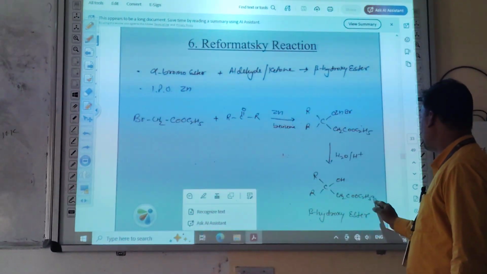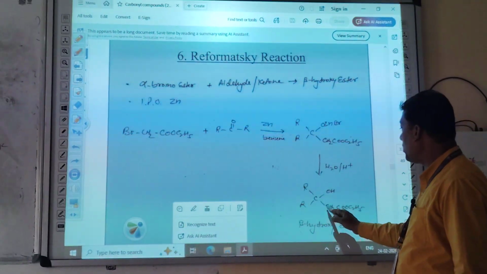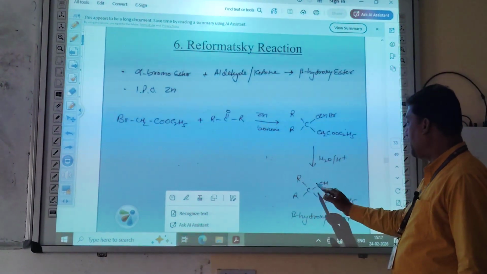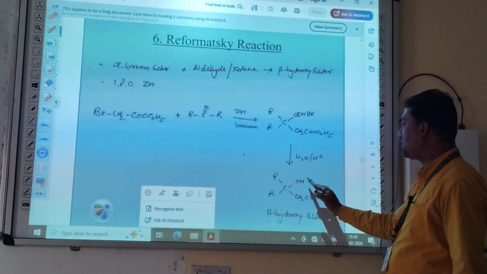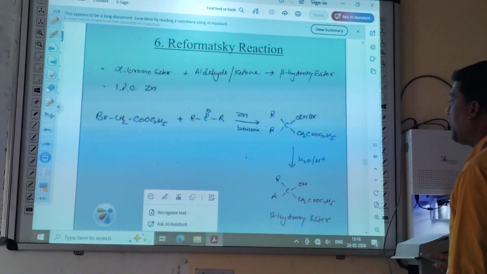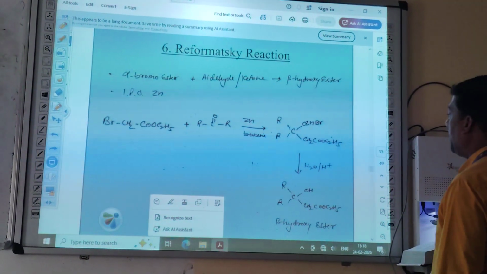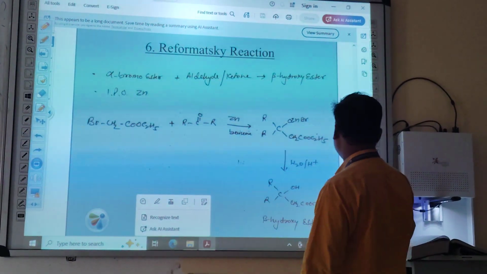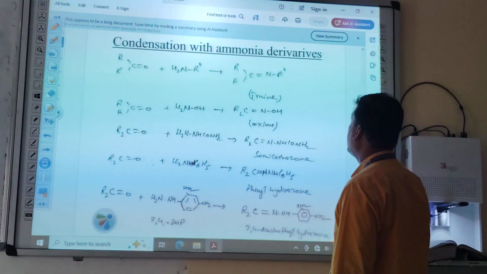Here COOC2H5 is there. This is the alpha carbon. This is the beta carbon. At the beta carbon, the hydroxy group is attached. That's why it is known as beta hydroxy ester, and the name of the reaction is known as Reformatsky reaction.